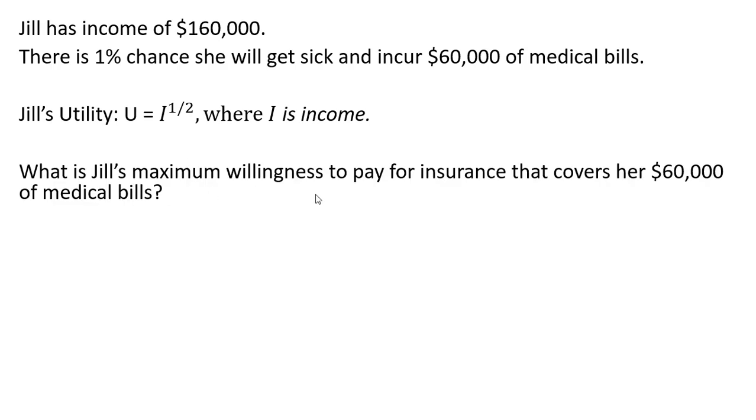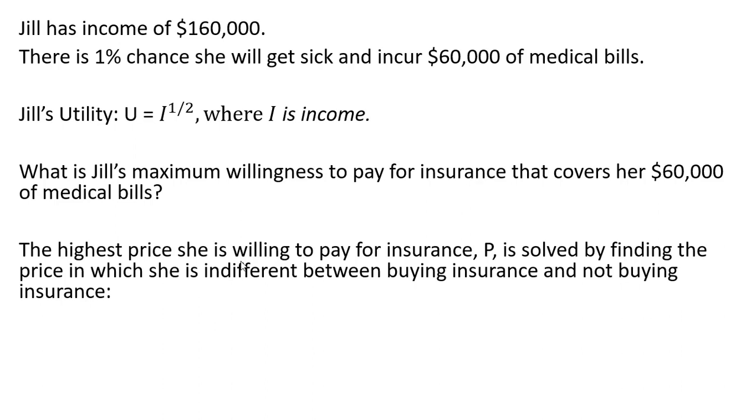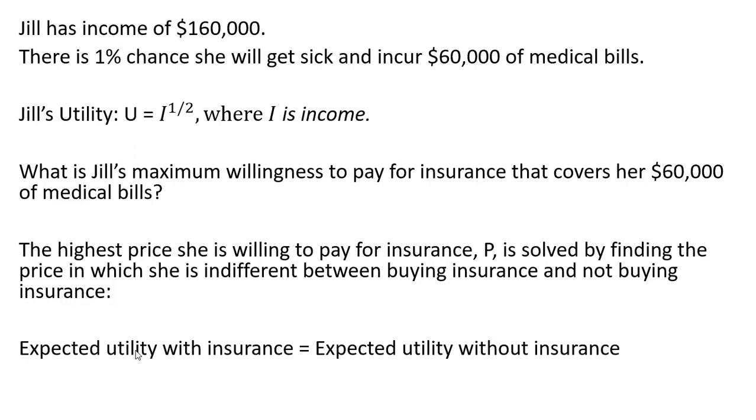What is Jill's maximum willingness to pay for insurance that covers her $60,000 loss if she gets sick? The highest price she is willing to pay for insurance, we're going to call that P, is solved by finding the price at which she is indifferent between buying insurance and not buying insurance. That condition will be given by the following: the expected utility with insurance equals her expected utility without insurance.